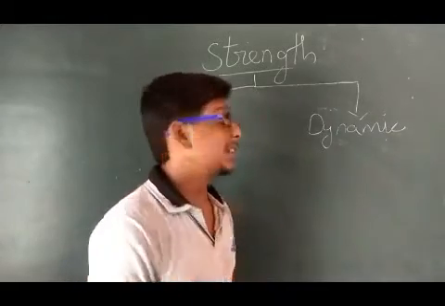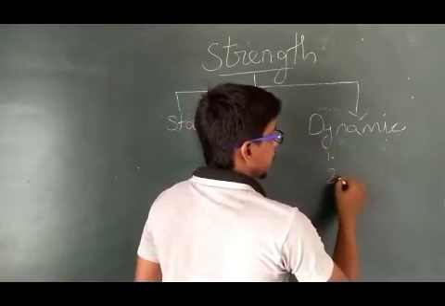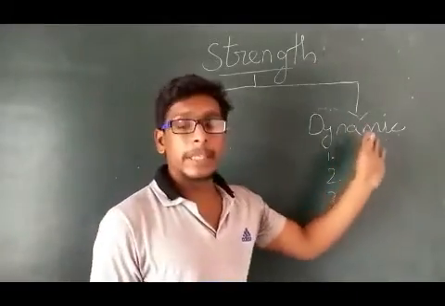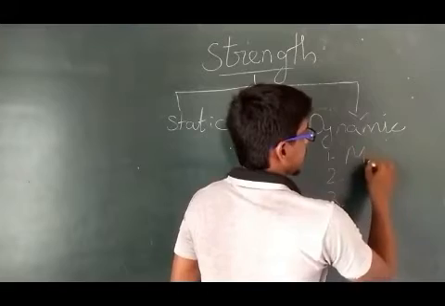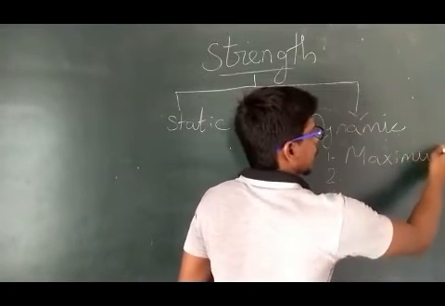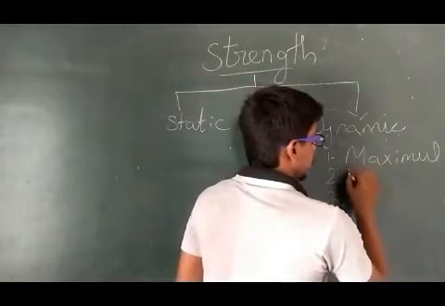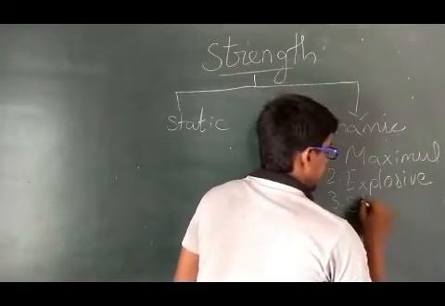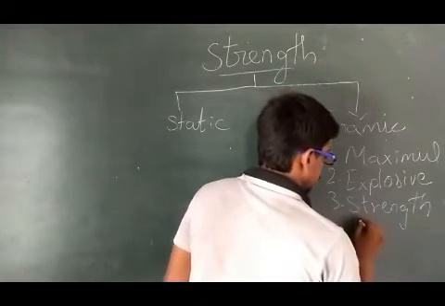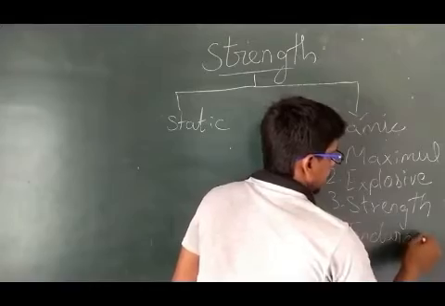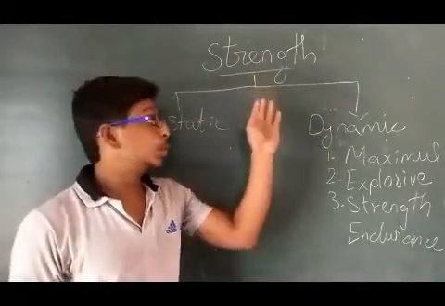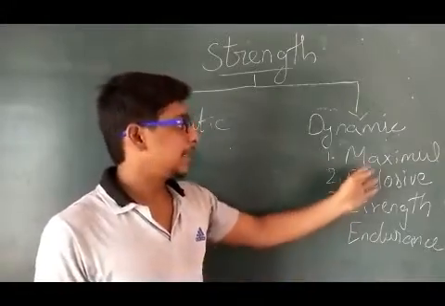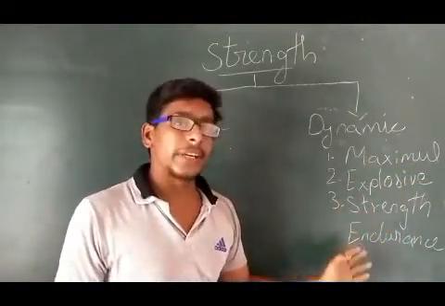And students, you should also keep this in mind. Dynamic has three different types. Static doesn't have any types, but dynamic has three different types. That is maximum strength, second is explosive, and third is strength endurance. Students, strength has two types, one is static and one is dynamic, and dynamic has three different strengths, that is maximal strength, explosive strength and strength endurance.